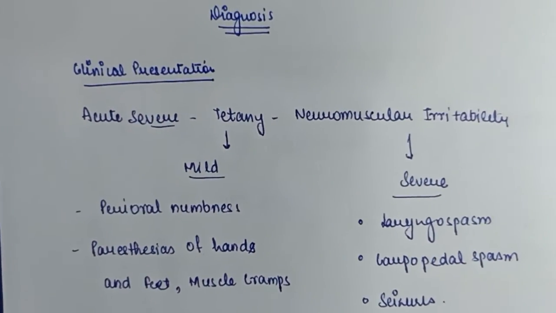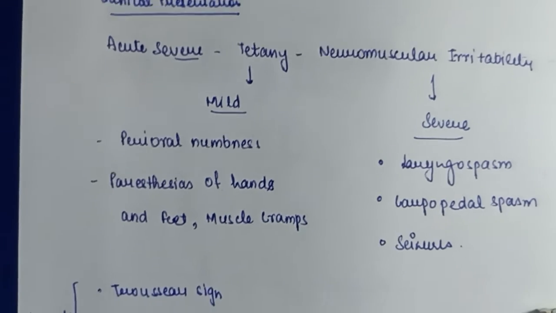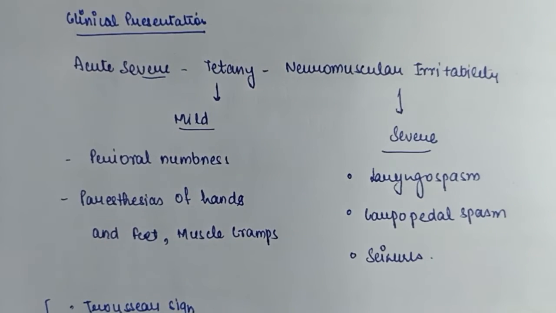Now, how will we diagnose a patient with hypocalcemia? What are the various clinical presentations in which a patient with hypocalcemia can present? The signs and symptoms of hypocalcemia depend upon the severity, whether it is acute or chronic. In acute severe form, the patient can have tetany. What is tetany? It is just neuromuscular irritability. Tetany can be mild or it can be severe.